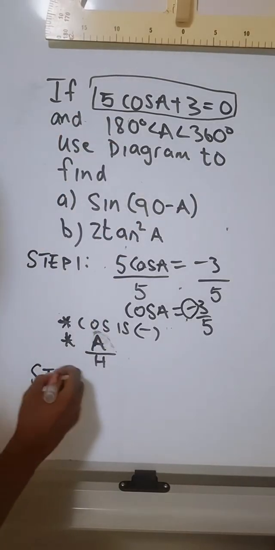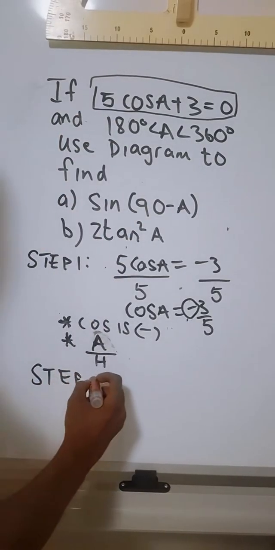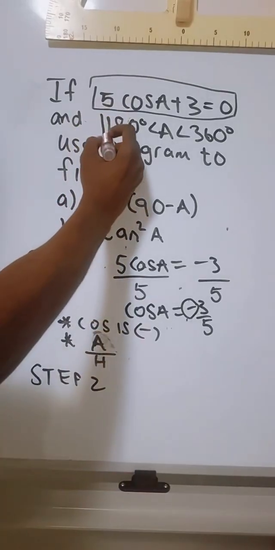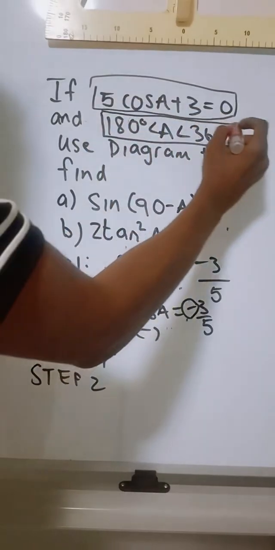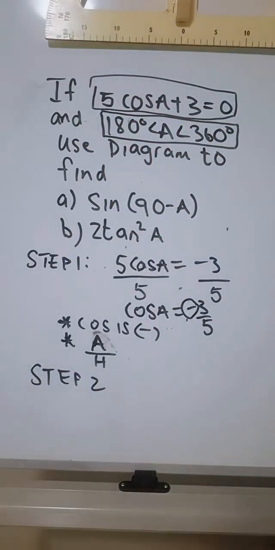Step 2, we come now to our restriction. The restriction of the angle A and in which quadrant that covers.